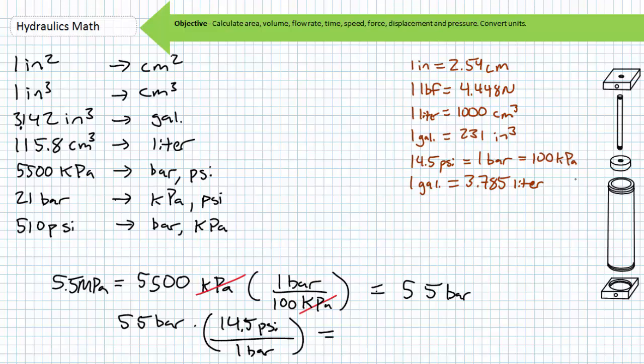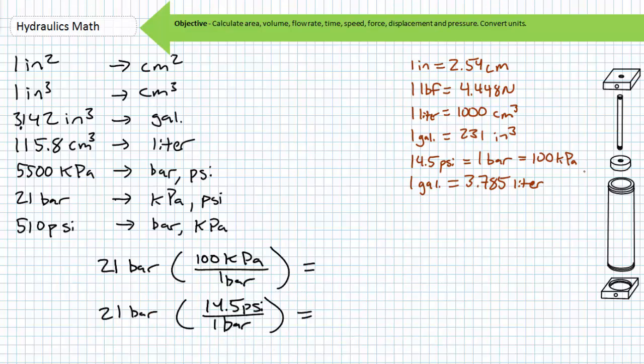Converting this same quantity of pressure from bar to psi, the unit we want is psi, so it goes on top. The unit we don't want is bar, so this goes on the bottom. The units of bar cancel out, and we're left with the number 797.5 psi. Again, don't freak out when your pressure gauge's needle points to the general vicinity of 800 psi.